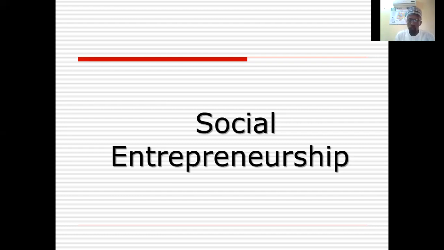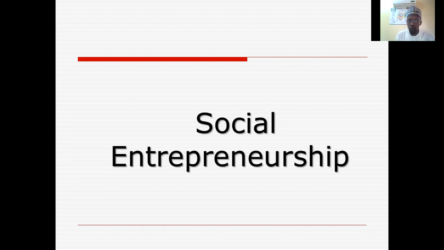So, social entrepreneurship. If you can remember, from Module 1 up to Module 7, all we have been discussing is economic entrepreneurship, where people go into entrepreneurship purposely for economic gain, that is, to make money. So this one is different. Social entrepreneurship is not primarily about making money. Most of the time, it is about using a kind of social innovation to solve social problems.